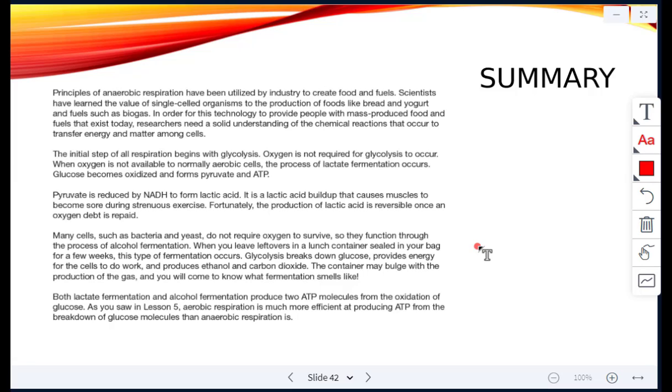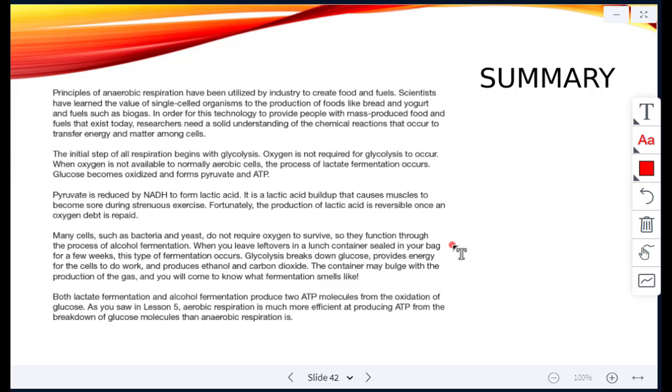Many cells, bacteria and yeast, do not need oxygen to survive, so they can continue to function through the process of alcohol fermentation. One good example is if you left leftovers in a lunch container sealed for a few weeks, then you'll have the process of alcohol fermentation occurring.